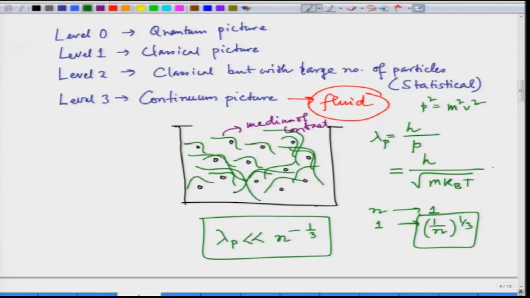Okay. So, that is the case which is translated by lambda p, lambda p very much less than n to the minus 1/3, which can also be written as h n by cube should be very much less than root over m k b t. So, now you understand there are two very direct ways to get rid of these quantum effects. One is you just make the density very low, so this part will be smaller and smaller, or you increase the temperature, right.